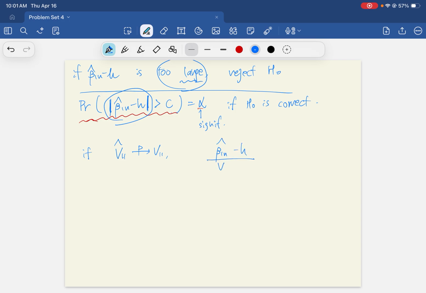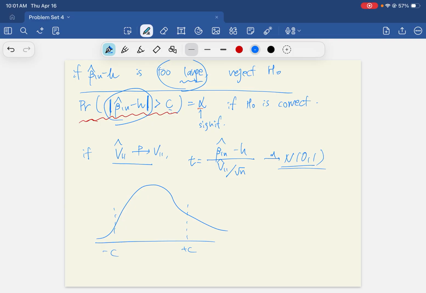we know V11 divided by square root n converges to normal 0, 1. Okay, so we know this, and because V11 hat is consistent, you may just replace that like this, right? So this is exactly the t distribution, all right? This simple t distribution, so we are going to find critical value C from the limit distribution approximately. So that means we are going to have plus C, minus C.